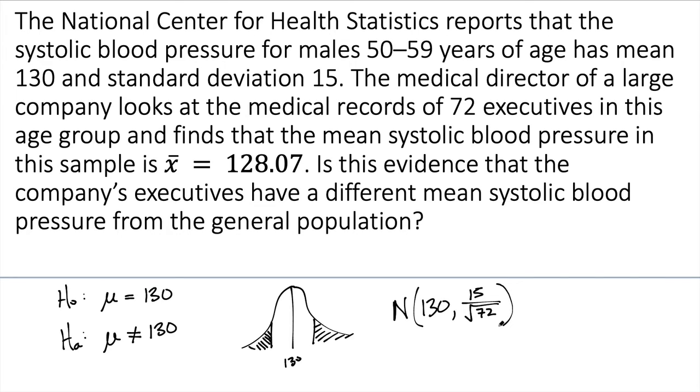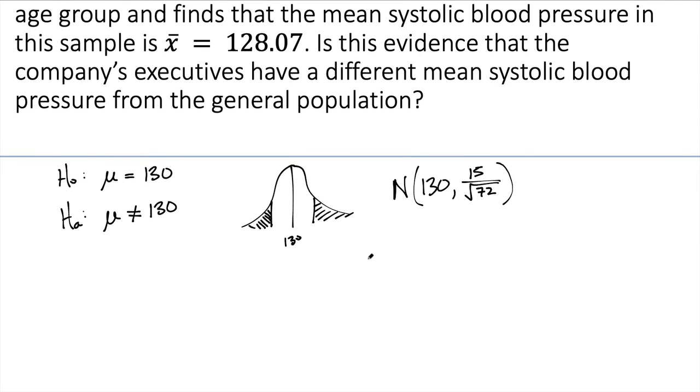Okay, so now we compute our test statistic for the data that we've collected. Our test statistic is Z, and that test statistic is telling us how far away our data is from what we'd expect under the assumptions of the null hypothesis. So we take our 128.07 minus the mean of 130, divide by the standard deviation, 15 over root 72.